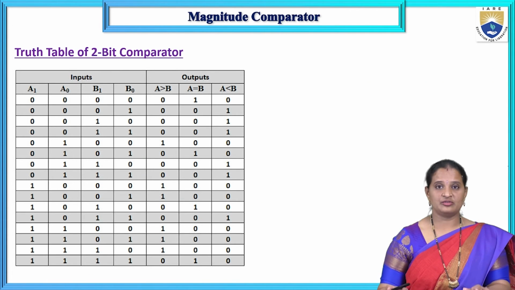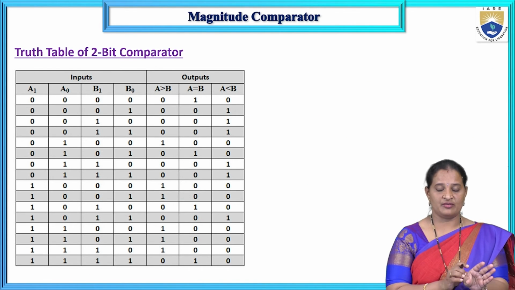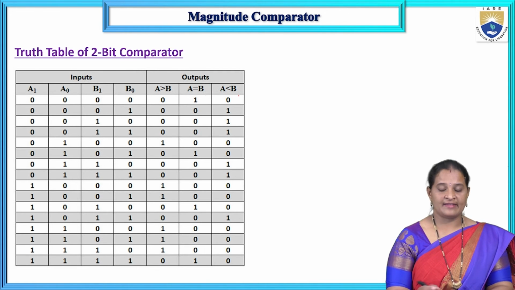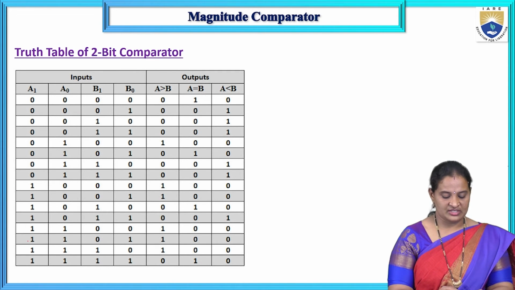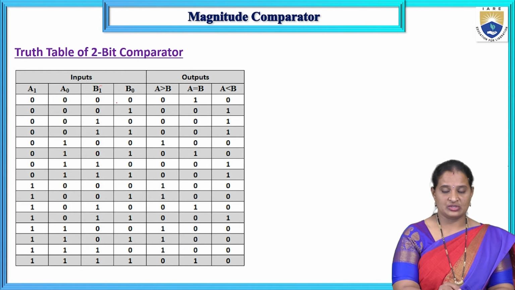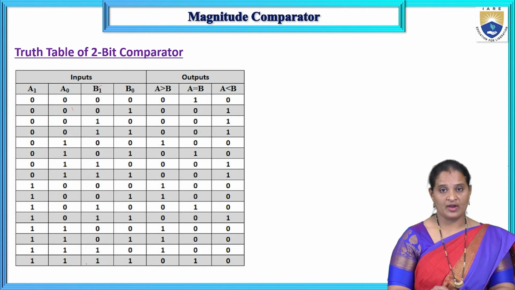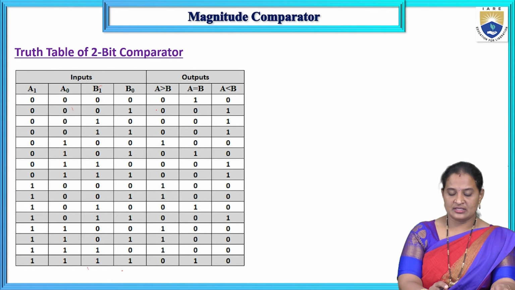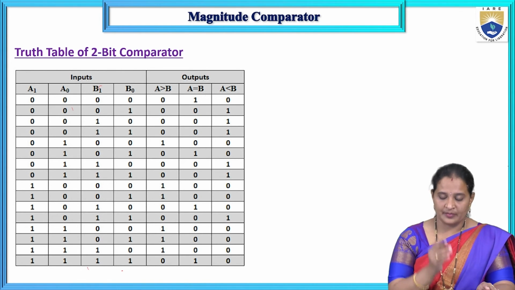Now coming to the truth table. As we have 4 inputs: A1, A0, B1, B0, and 3 outputs: A equal to B, A less than B and A greater than B. List out all the 16 possible combinations of this. That is 0000, 0001, 0010, 0011 and so on up to 1111. Now I am going to discuss the operation of this 2-bit comparator.